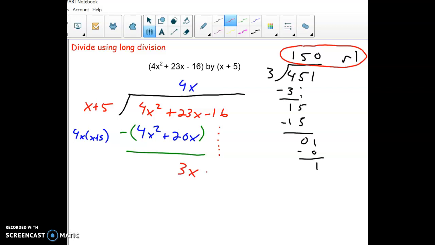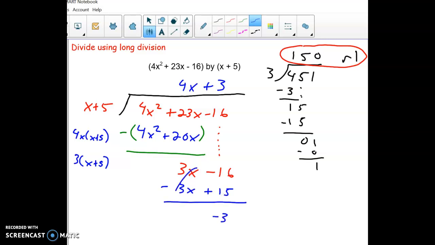Okay, and now we bring down the minus 16. And we say, okay, how many times does x go into 3x? And so that would be 3. Right, take 3x divided by x. And then multiply down again, 3 times x plus 5. And you get 3x plus 15. Subtract that off, so that cancels, and then negative 16 take away 15 is negative 31, and that's our remainder.